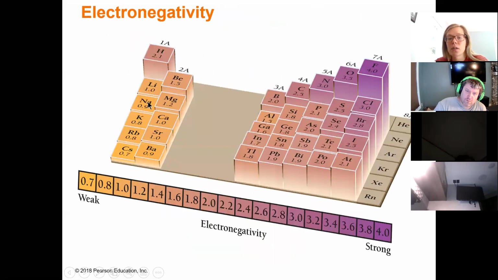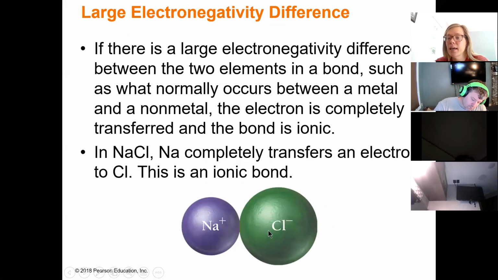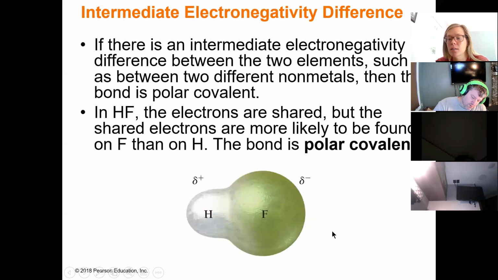Let's look at those numbers. Sodium over here is 0.9, chlorine over here is 3. That's such a huge difference in electronegativity. This is so greedy for the electron, and this isn't greedy at all, that it just transfers the electron. And when we transfer an electron, what do we get? An ionic bond. It's a different type of bond.